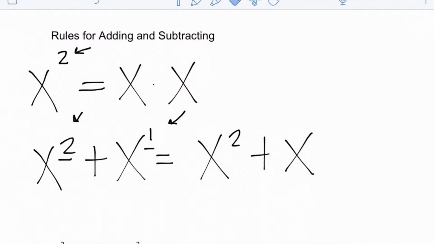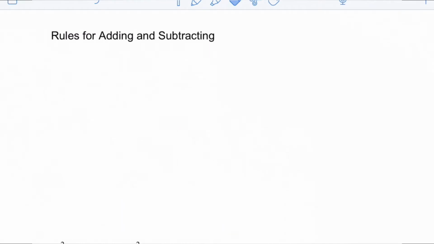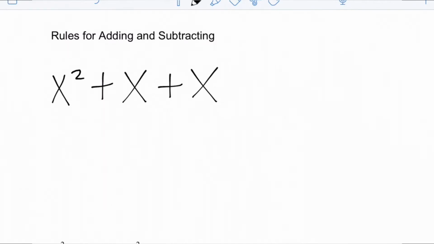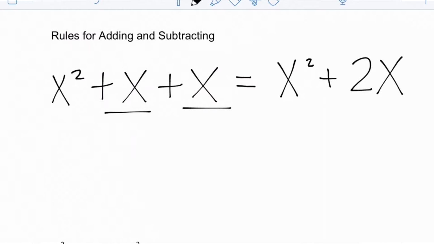So if we were to have something like, let's say, x squared plus x plus x, there are no other x's with a square. So we can't add it to anything. So that's just going to stay as x squared. But here we do have an x and an x that have an exponent of 1. So we can add them and we get 2x. Okay? So let's do a couple of practice problems.